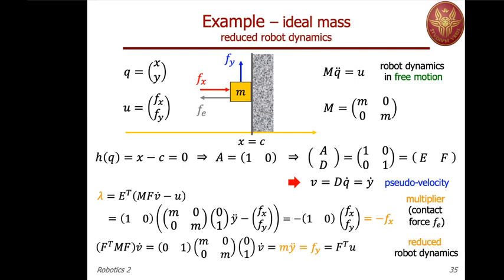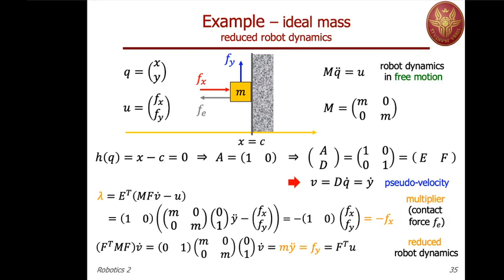And the reduced dynamics, again, we have the inertia matrix of the system reduced to the free motion left when we are in contact with this geometric constraint, and the reduced inertia is F transpose M F multiplying the pseudo acceleration v dot. Now if you do this computation, you end up only with the scalar m in this case times y double dot, and this is equal to, on the right hand side, the only term that remains, F transpose u, which is nothing else than Fy.